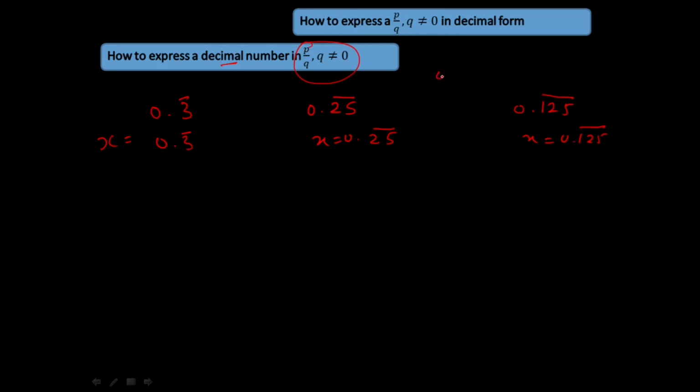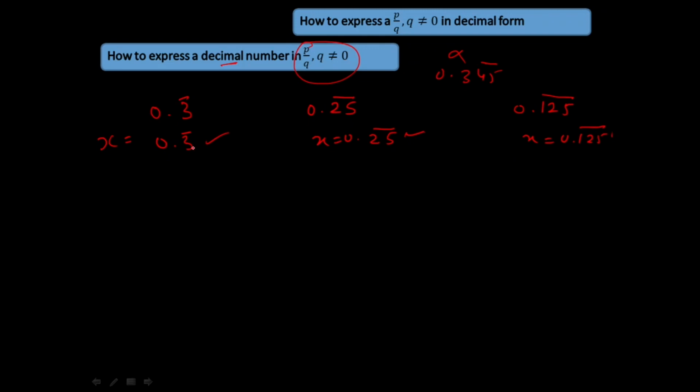What about this example, 0.345 bar? After the decimal digits are not repeating, because 3 is there, and now 4 5 is repeating. So for this kind of question the method is different. I'm taking this case first. The first condition is that after the decimal, digits must start repeating, and they are repeating. You can see all digits are repeating after the decimal.